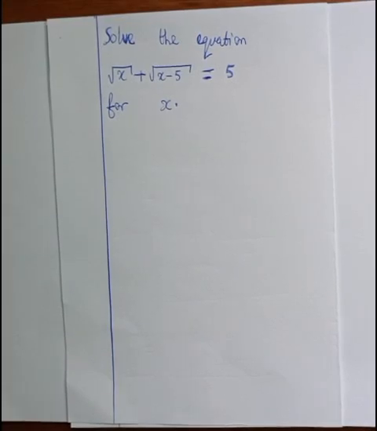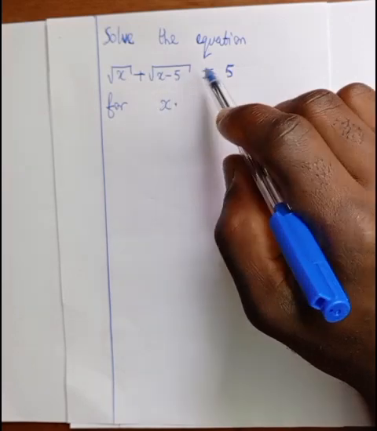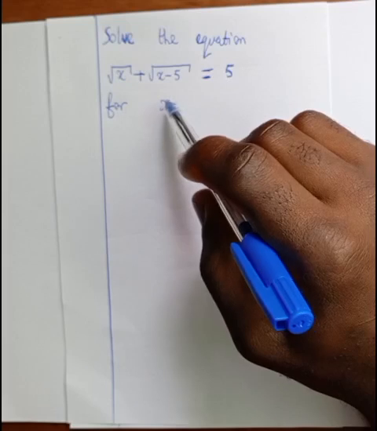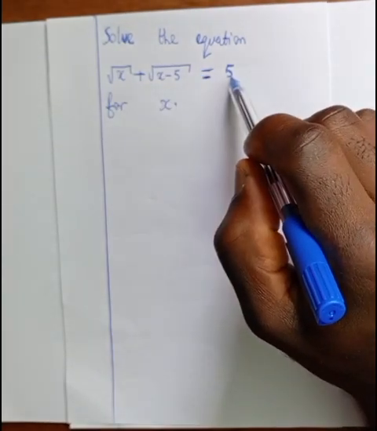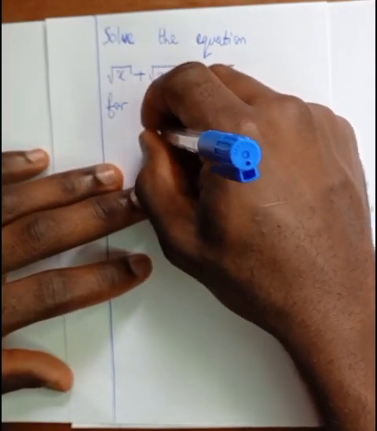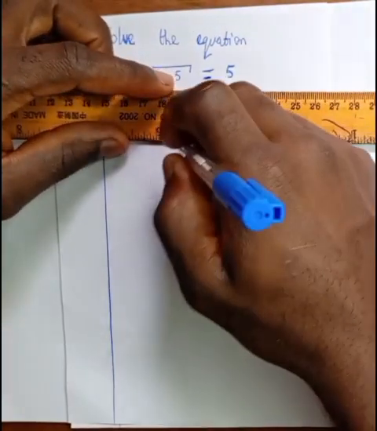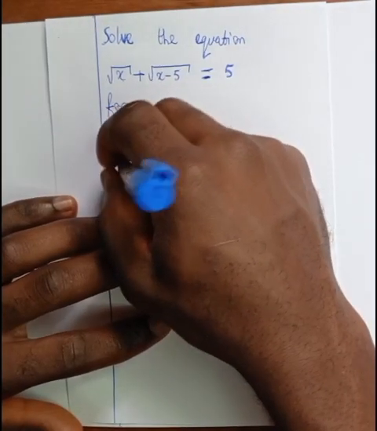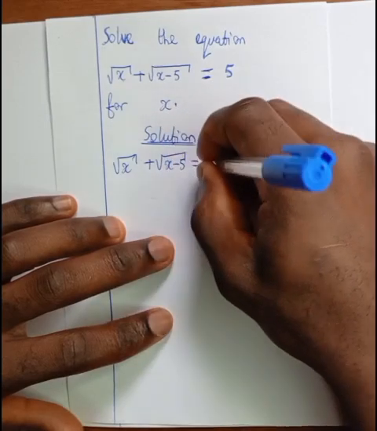We have to solve the equation root x plus the root of x minus 5 equal to 5 for x. It simply means we have to look for that value of x such that if we put it here and simplify, we are going to obtain 5. We take a solution, root x plus root x minus 5 is equal to 5.